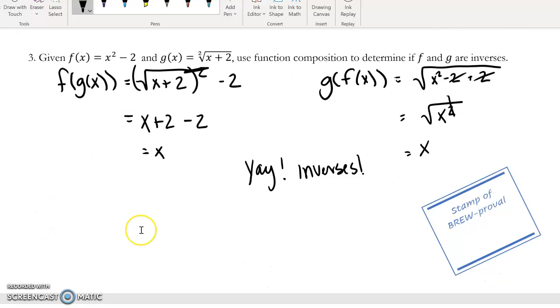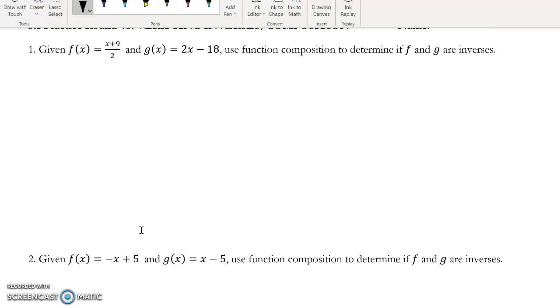Now I want you to try this last page on your own, and I will check it and let you know how you did when I get back.